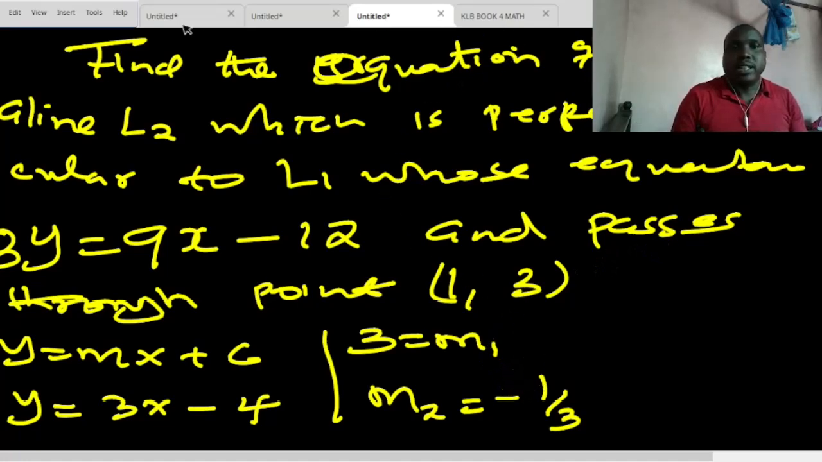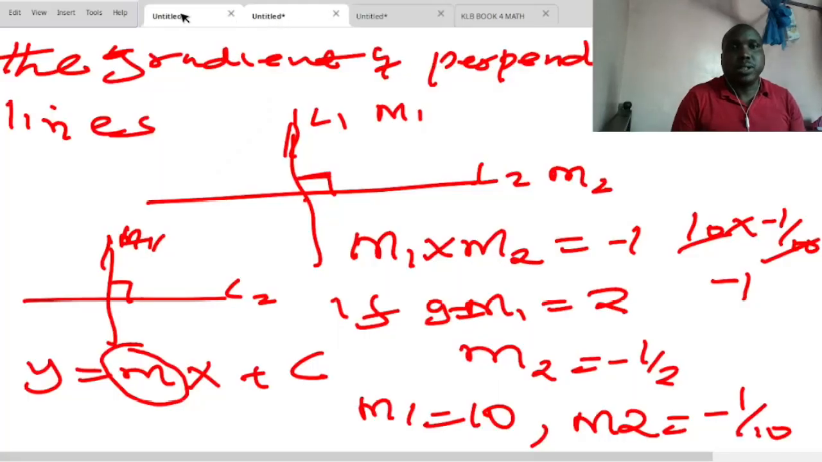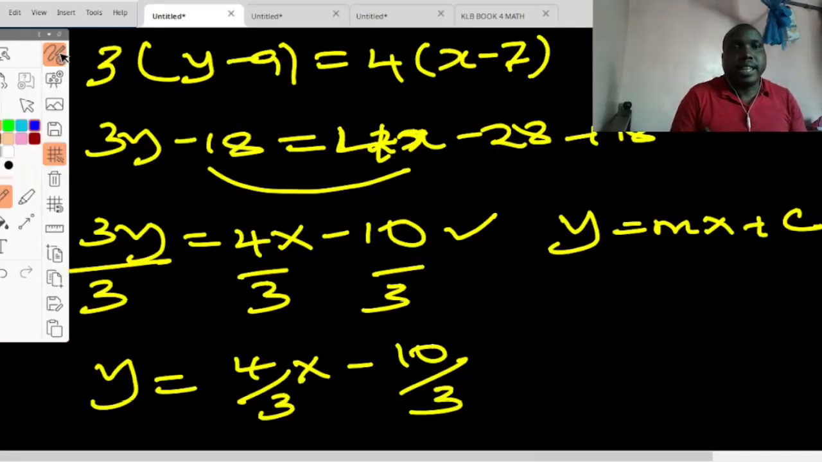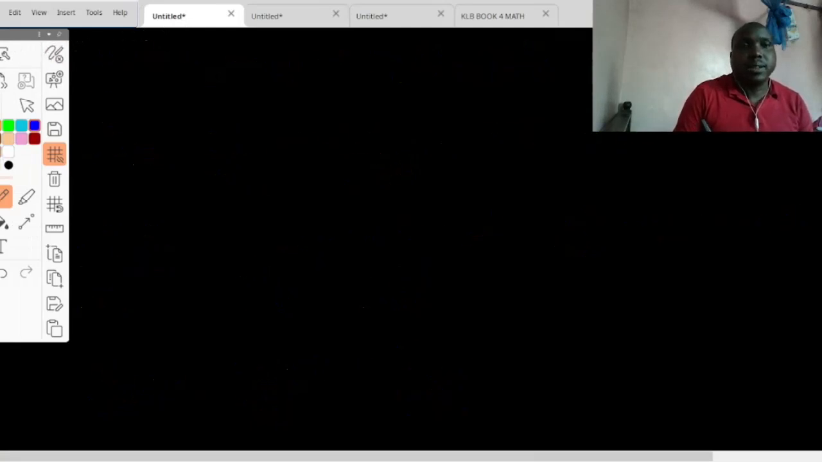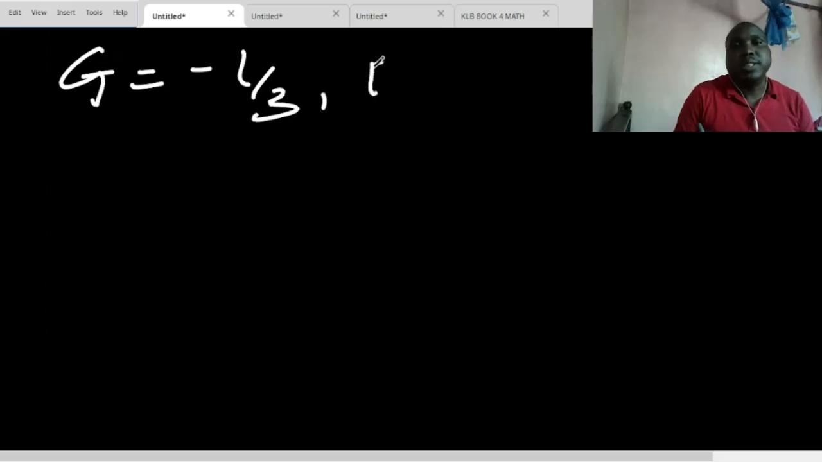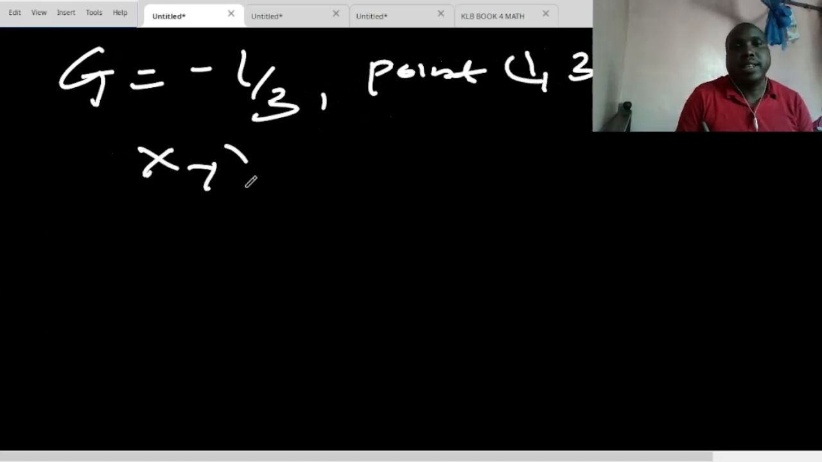So we go to the other whiteboard. We declare that. Once we clear, we have our chalk. Let us take our white chalk here. Now here we have a gradient, negative 1 over 3. We have point, which is (1, 3). And we have the general point, (x, y).